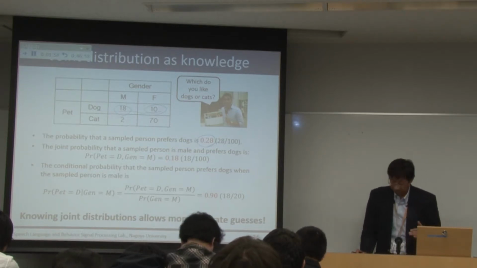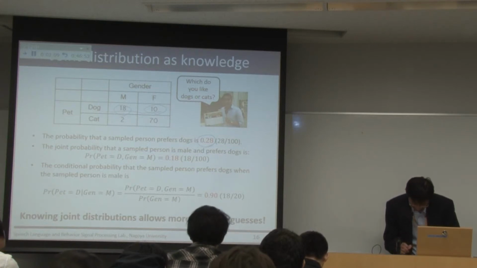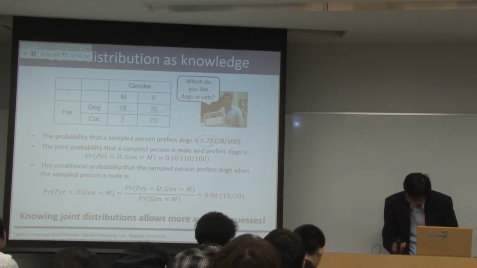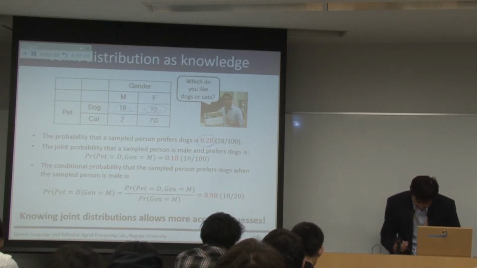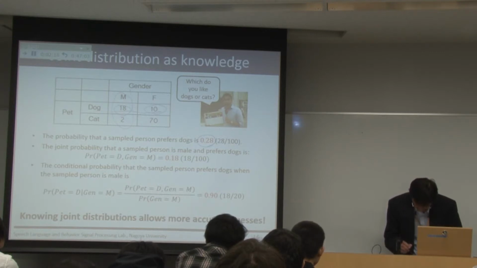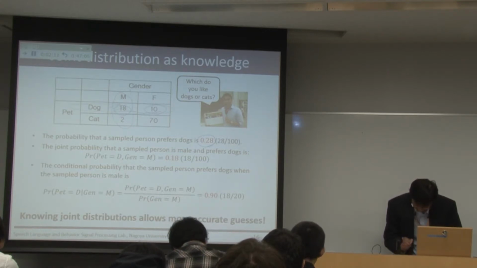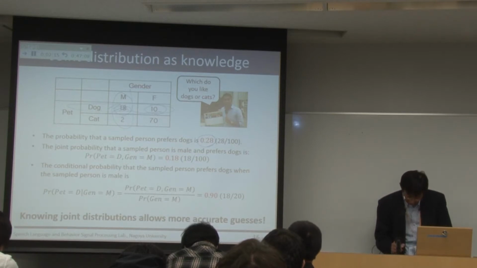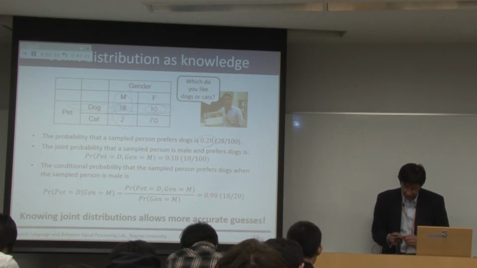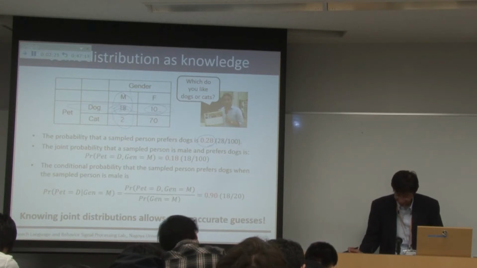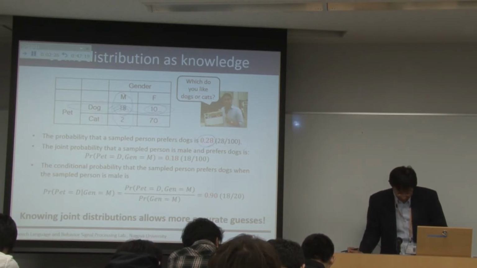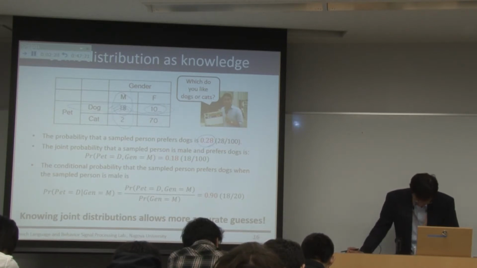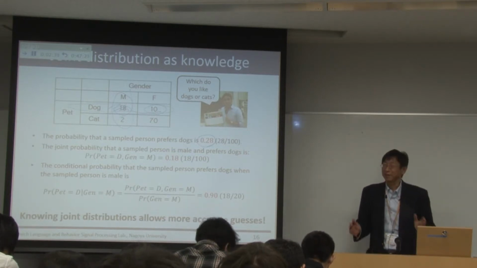And the joint probability is like this. The joint probability that a sampled person is male and prefers dog is 18. So here 0.18 means that 18 out of 100 subjects are male and prefer dog. Okay? And the conditional distribution, that is key.